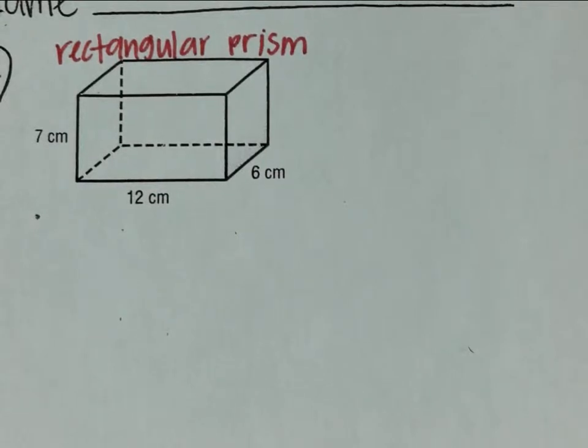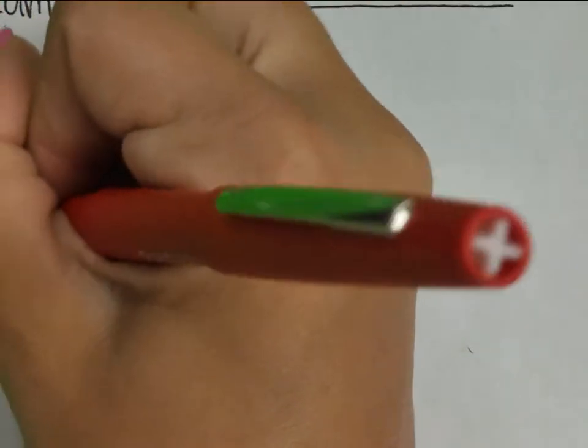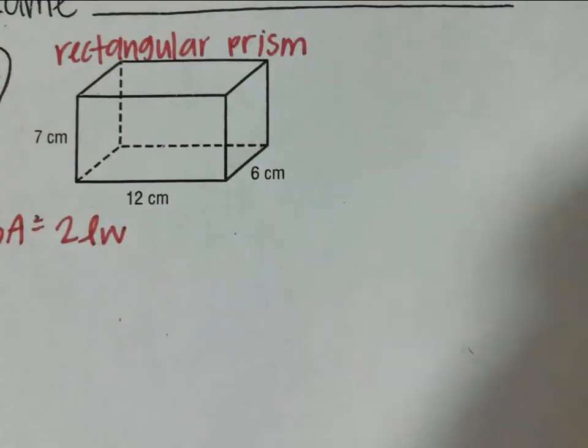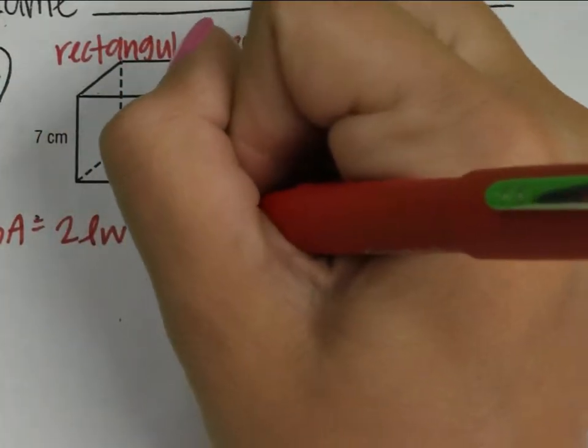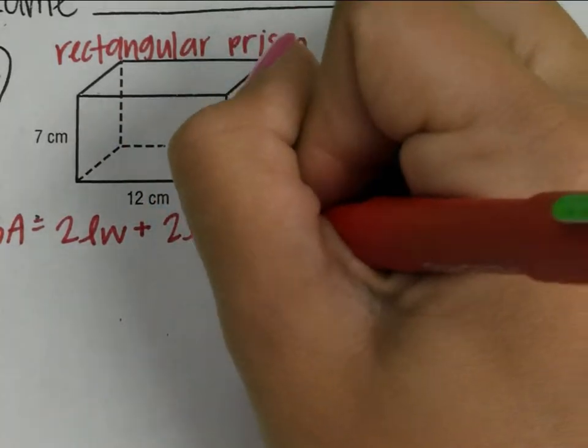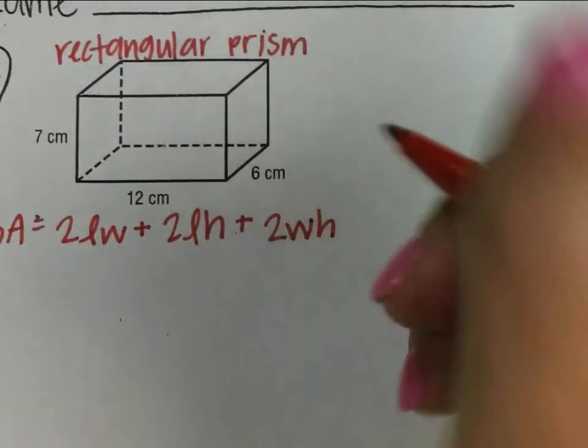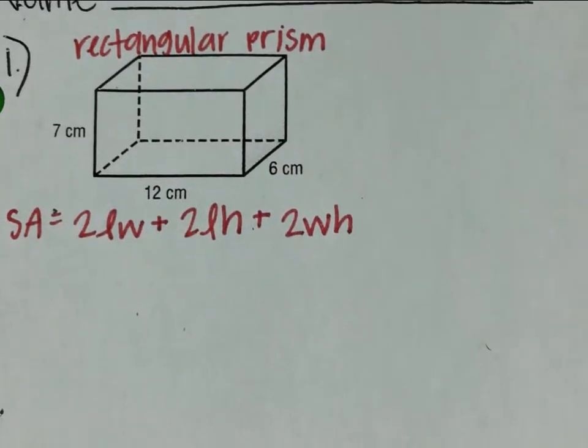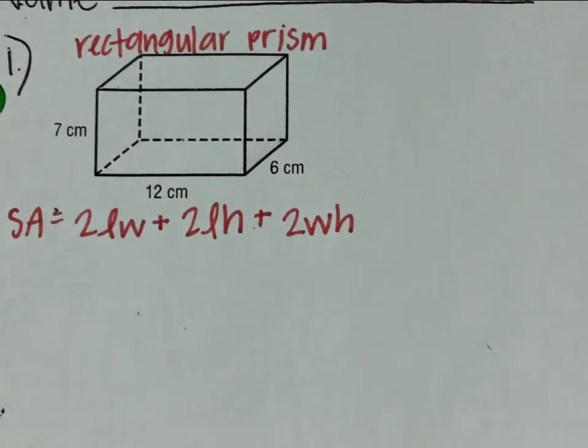So if it's a rectangular prism, can somebody tell me how I'm finding the surface area? What the formula is? Dominique? Not quite. Ava? Like the 2 times. Right. The 2 times length times width plus 2 times length times height plus 2 times width times height. Okay. And I'm going to give you the formulas on the test, but you've got to be able to determine what shape it is and what formula you have to use, okay? But I will give this to you on the test.